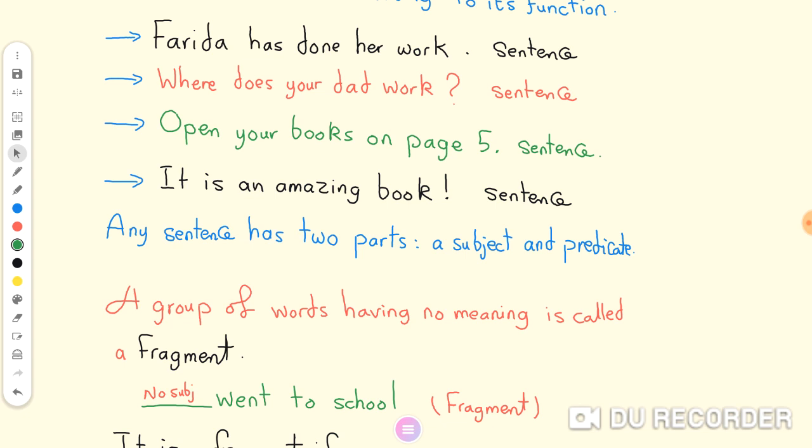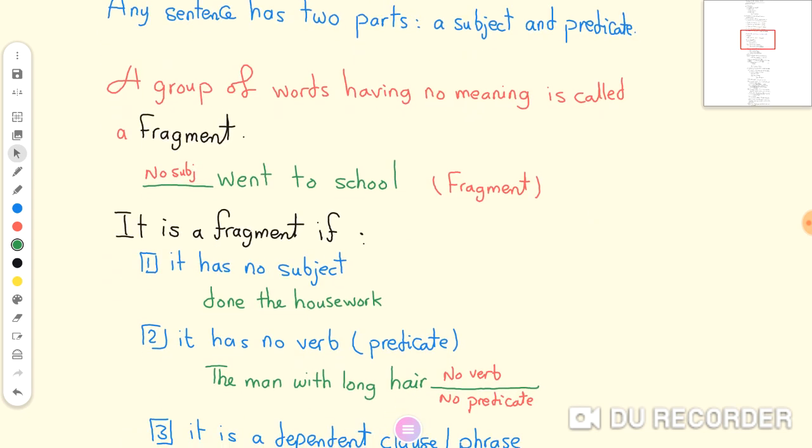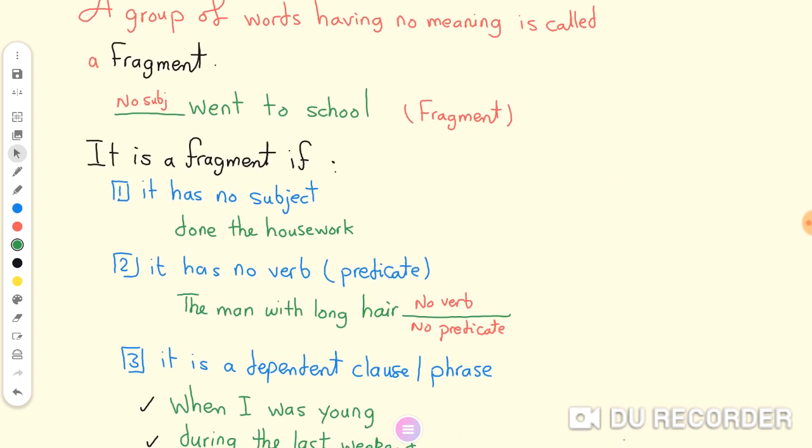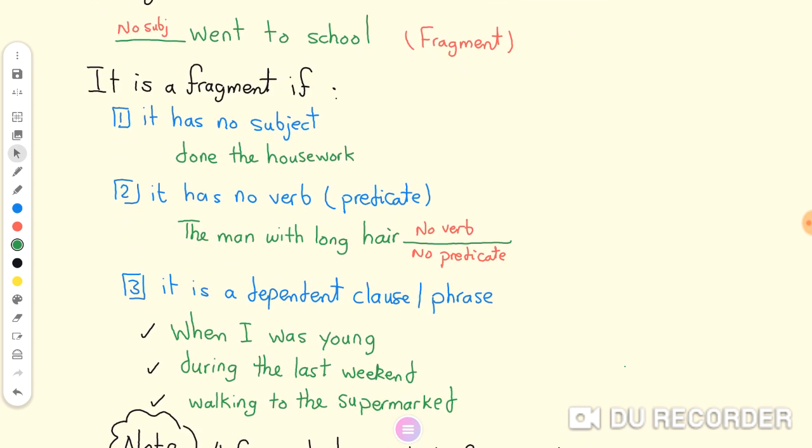But a group of words having no complete meaning is called a fragment. For example, went to school. Went to school, this group of words has no subject, so it's a fragment. So if I give you a group of words without one of the 2 parts of the sentence, it's a fragment. You can determine a group of words is a fragment, number 1, if it has no subject, like done the housework. Who has done the housework? No subject.